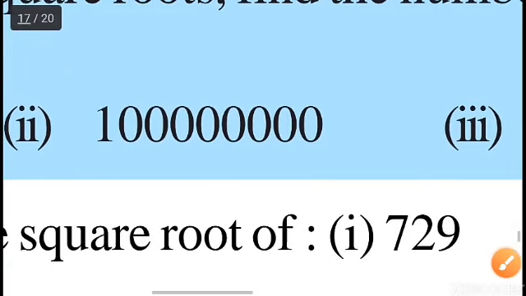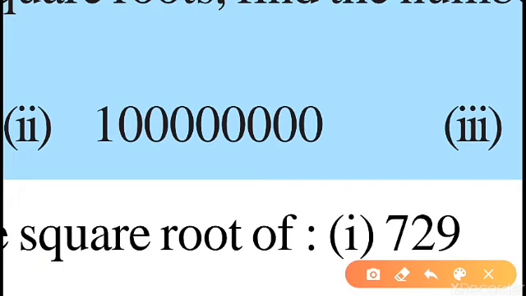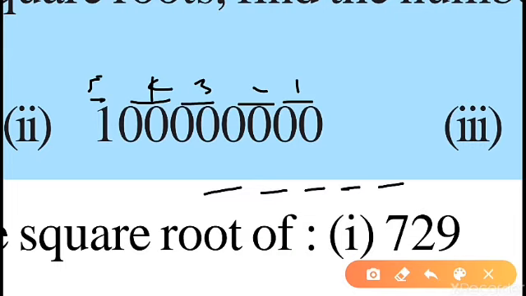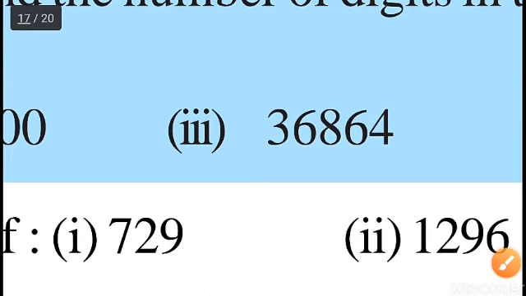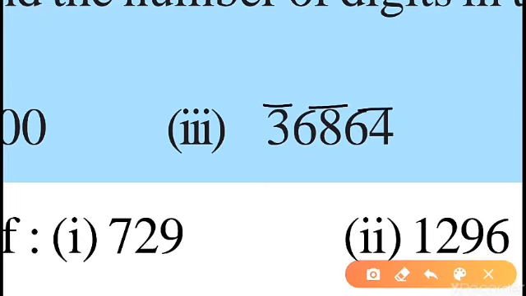Similarly, if we take this number, which is quite large, all we have to do is pair the digits from the back. It is the first pair, second pair, third pair, fourth pair, and a single one. We have 1, 2, 3, 4 and 5 bars, so the square root will contain 5 digits. Similarly, if you pair this, we will get 3 bars. So now you are able to find how many digits will be in the square root of 36,864.